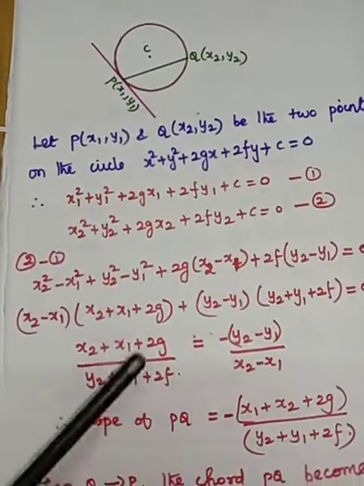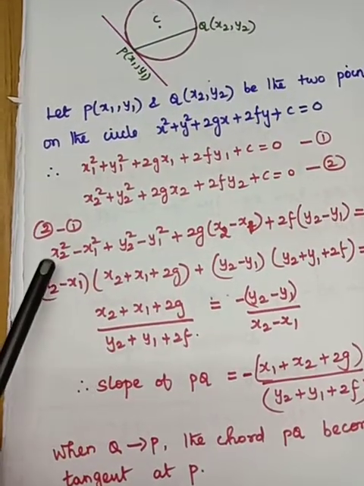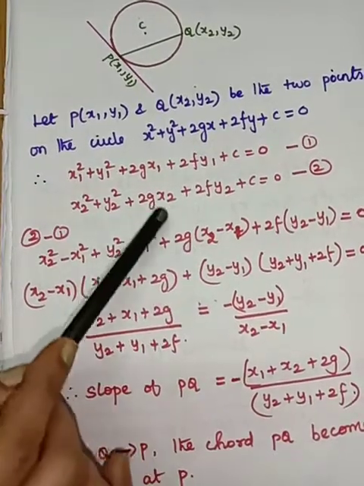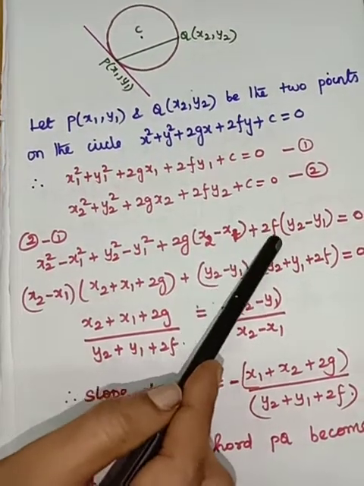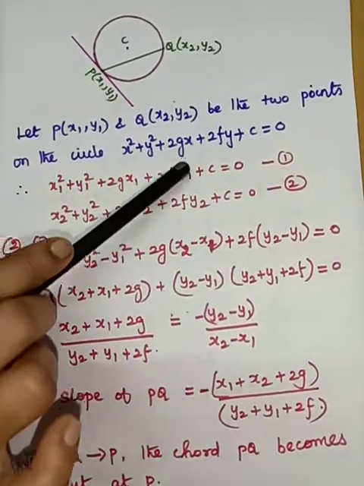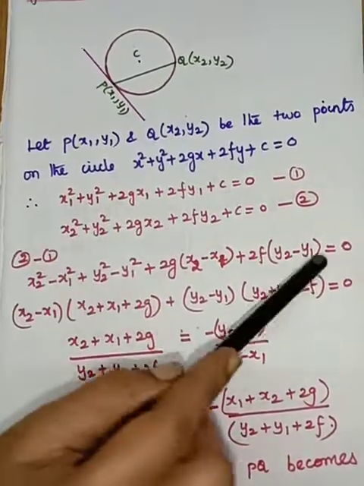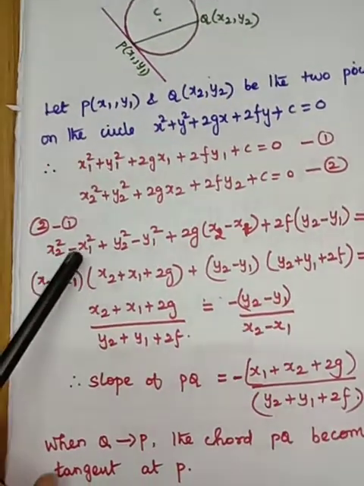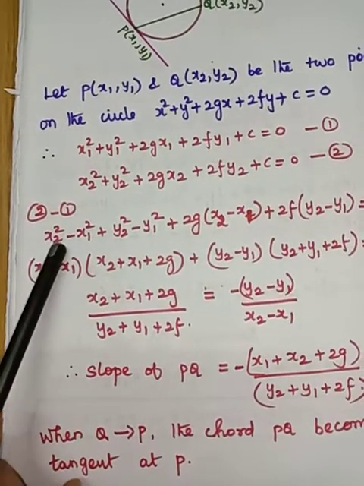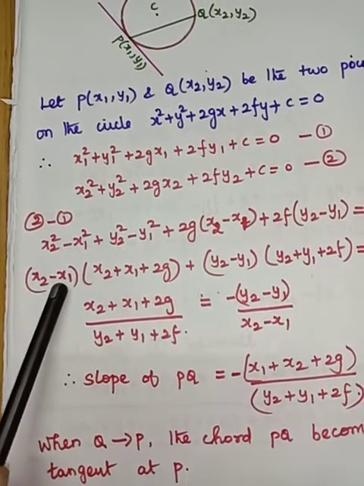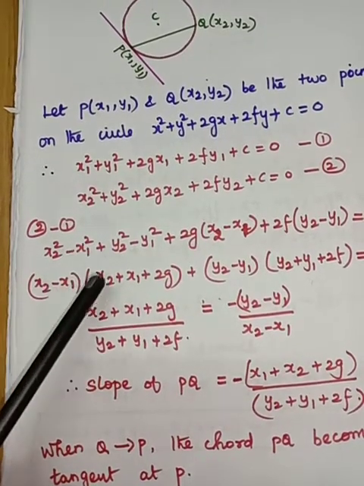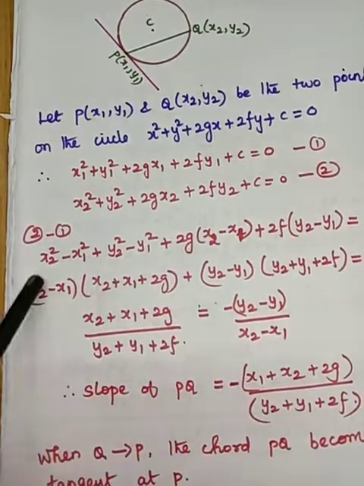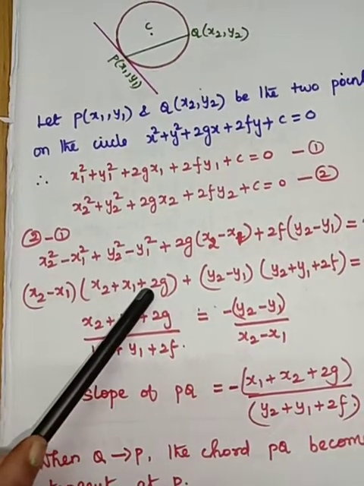So I'll substitute both the points. I'll get 2 equations. While I'm subtracting, I'll get x2 squared minus x1 squared plus y2 squared minus y1 squared plus 2g into x2 minus x1 plus 2f into y2 minus y1. The plus c and minus c get cancelled. Okay, so it is in the form of a squared minus b squared, so we can write a plus b into a minus b. From this term, I have taken x2 minus x1, but what is remaining here? x2 plus x1. And from this term, when x2 minus x1 is taken out, what is remaining? It is plus 2g. Okay.